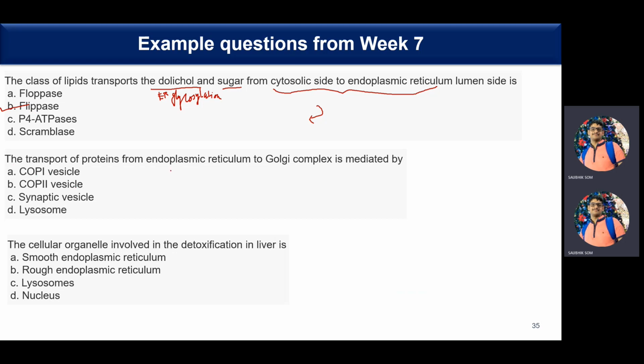The transfer of proteins from the endoplasmic reticulum to the Golgi is not the retrograde pathway. This is the forward pathway. The forward pathway is done by COP2. The retrograde pathway is done by COP1. So the correct answer is COP2. The cellular organelle involved in detoxification in the liver is the smooth endoplasmic reticulum.